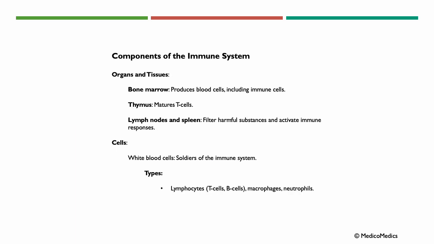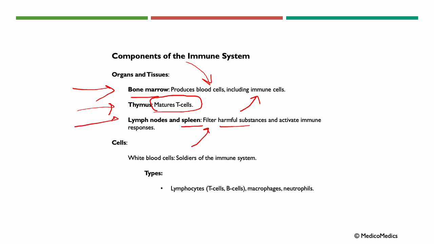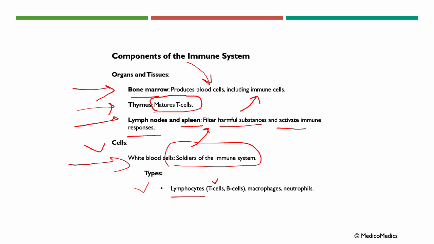Now, briefly, some components of the immune system. So organs and tissues that are important. We have the bone marrow. This is where blood cells are produced, including our immune cells. We have the thymus. This is where T cells mature. We then have lymph nodes and our spleen. These are involved in filtering harmful substances and activating immune responses. Cells here include white blood cells. These are the soldiers of the immune system. And the types of these cells include lymphocytes, so our T cells and B cells. Also our macrophages and our neutrophils.